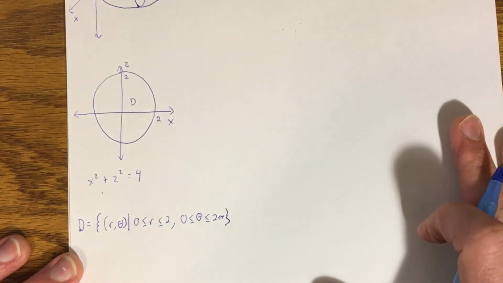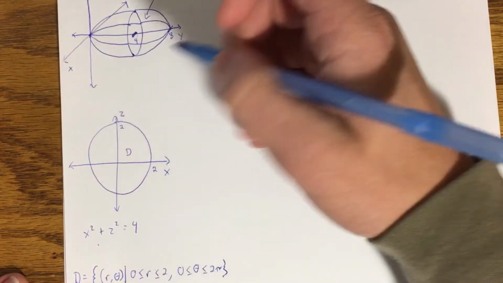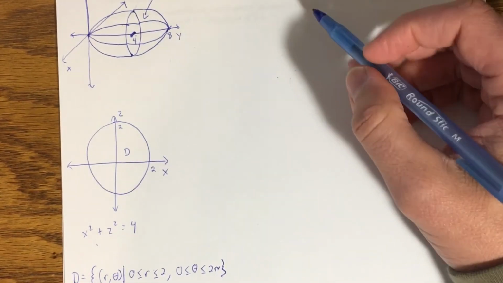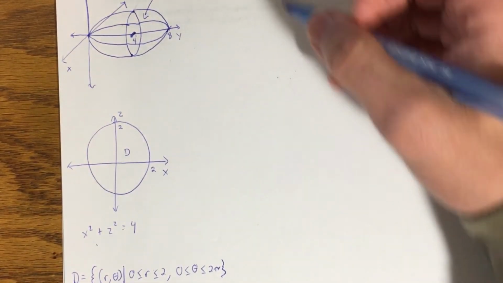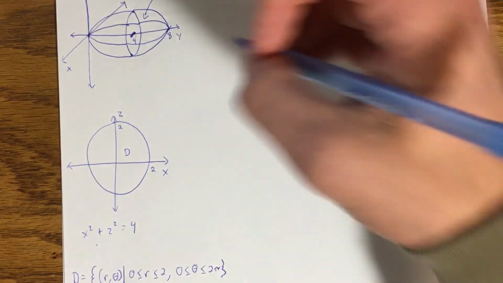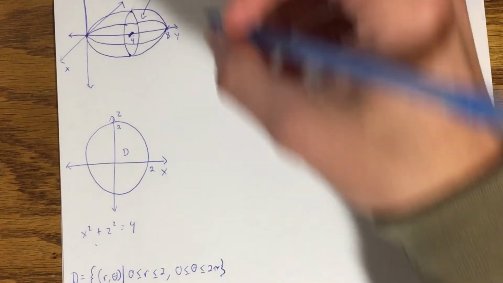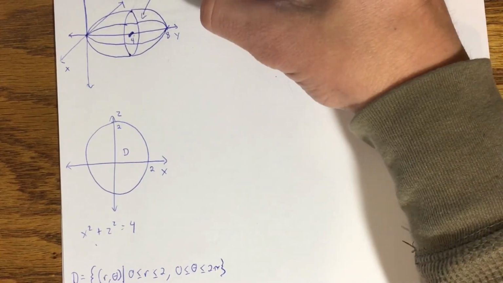Okay, so we're going to need that. We're projecting into the xz plane. So what that means is that my triple integral, when I evaluate it, this guy. Actually, let's wait on that. Let me describe the region E first.